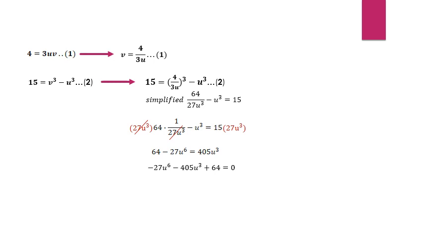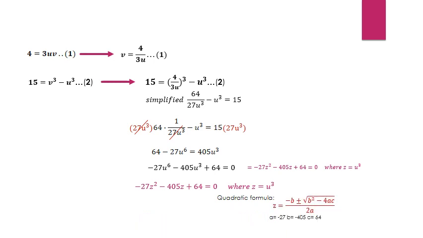Realize that the latter equation is a quadratic equation of the form negative 27z squared minus 405z plus 64 is equal to 0, where z is equal to u to the third. Once it's in this form, we can use the quadratic formula to find the solutions for z. However, due to the time restrictions, I will have the solutions ready for you, but feel free to pause the video to find them on your own.